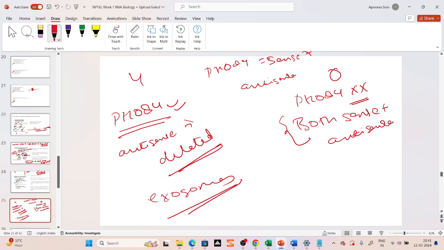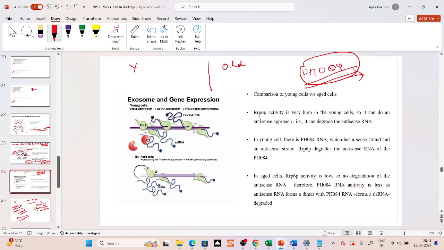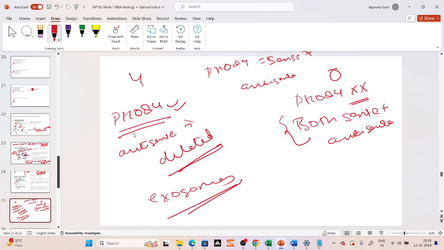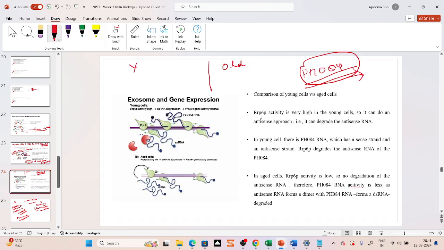And what is the name of this exosome? You can see over here, the exosome is Rrp6p. This Rrp6 deletes the antisense portion of 484, and therefore 484 is very much active in the young cells. Whereas in the case of old cells, this Rrp6 activity is very low. Therefore, it cannot delete the antisense portion of the 484 RNA, and therefore 484 RNA is not active in the old cells.